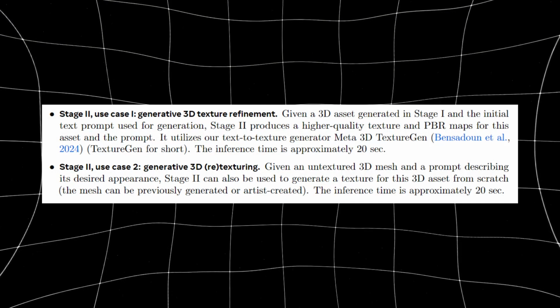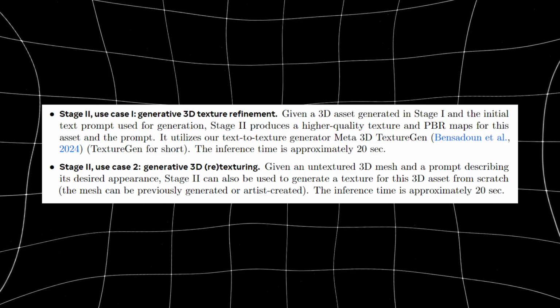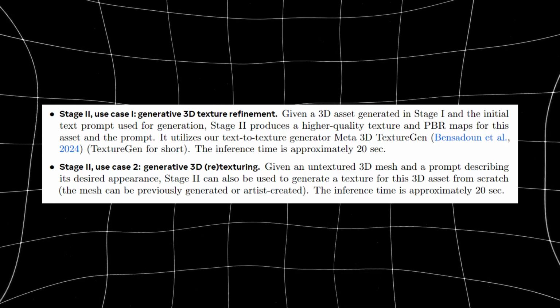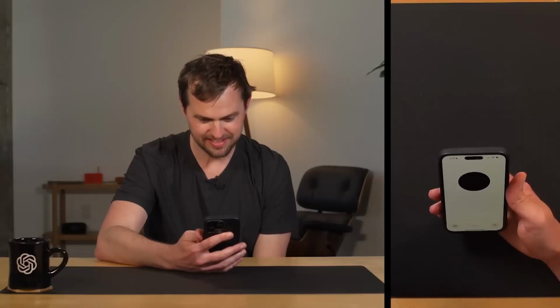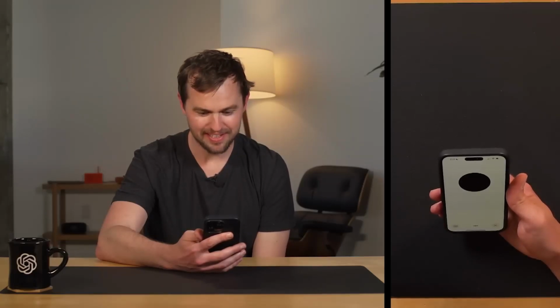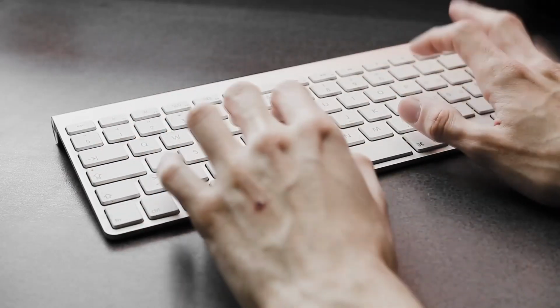And as well as that, there is stage 2 use case 2. Given an untextured 3D mesh and a prompt describing how you want it to look, stage 2 can be used to generate a texture for this asset. So this is if stage 1 was completely not involved, and rather you just gave the AI a 3D model and said, this is how I want it to look, create the materials for me, and it will do that for you. And both of these stage 2 use cases are 20 seconds approximately. So that 30 seconds plus the 20 seconds would take us to 50, which is in fact below 1 minute, which is what they were claiming here.